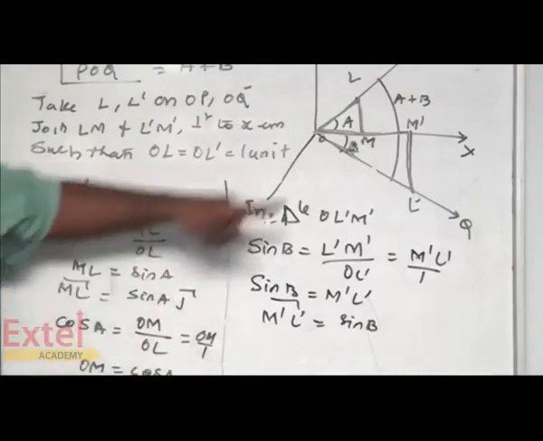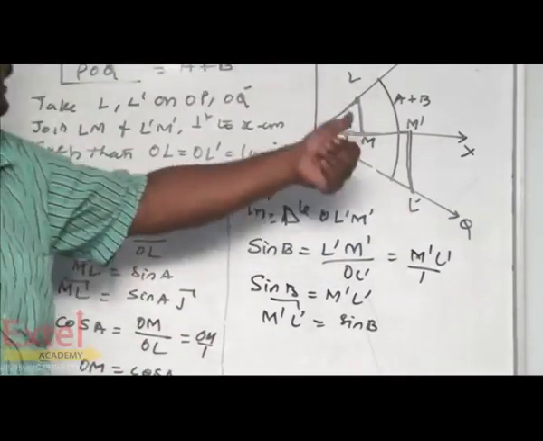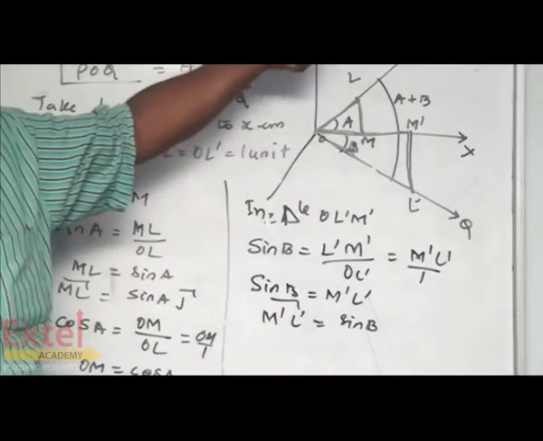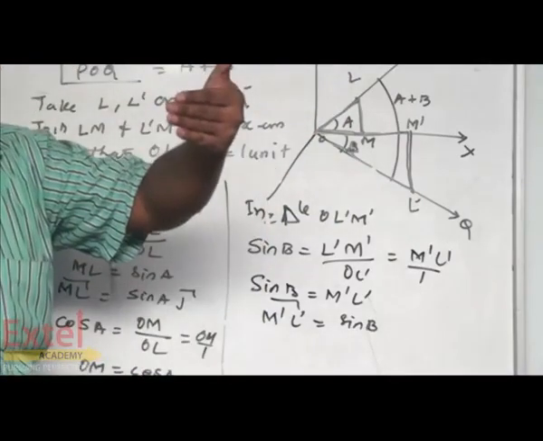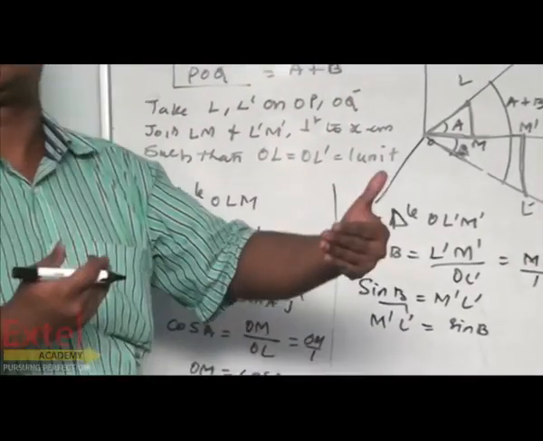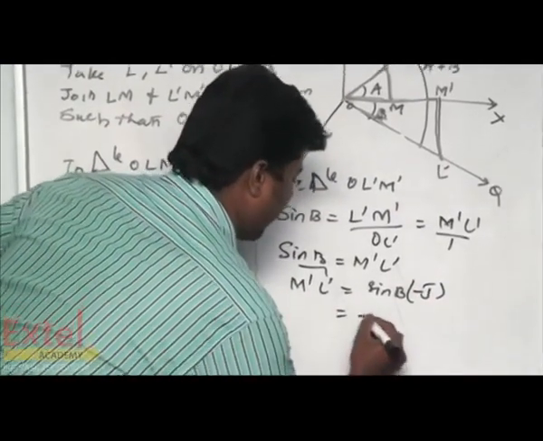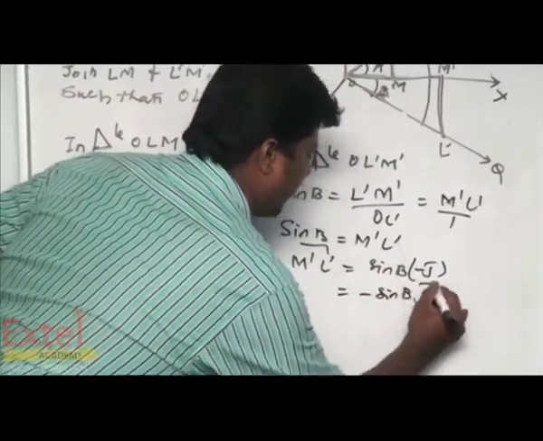Listen carefully, the M dash L dash vector goes downward, opposite to the y axis. The unit vector for the y axis is j, and since the direction has changed, you have to say it is minus j vector. Therefore, I can say minus sine B j vector.